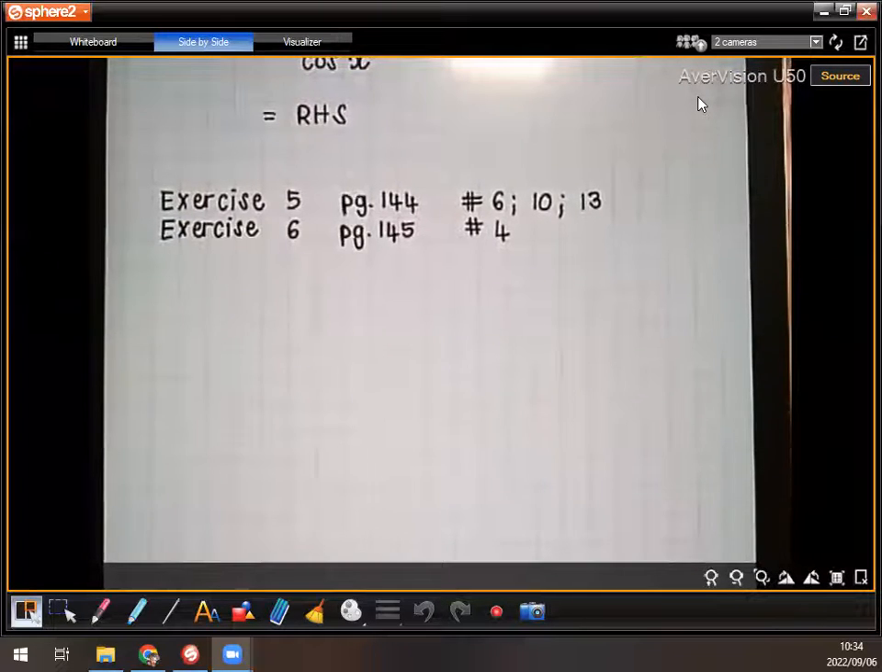If you can factorize, factorize. If you can change it using an identity, do that. If you can put two fractions together, do that. Okay.